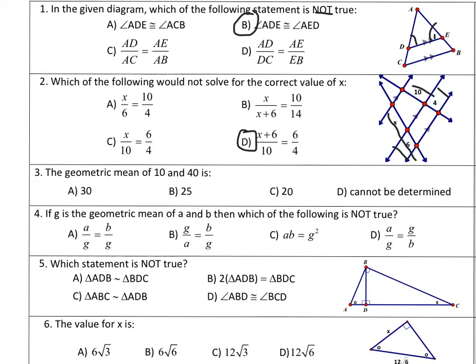For number 3, the geometric mean of 10 and 40 is, so to find geometric mean, we're multiplying those two numbers together, and then we're square rooting, rather than adding and dividing by 2 for the arithmetic mean. So when we do that, we get the square root of 400, which is 20.